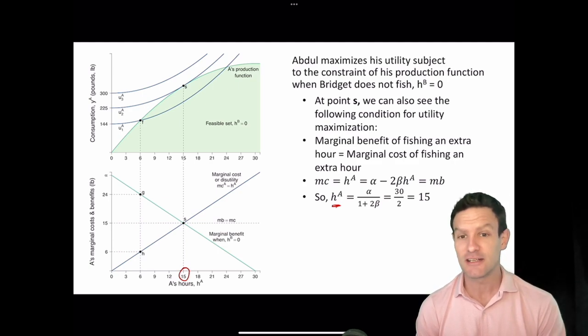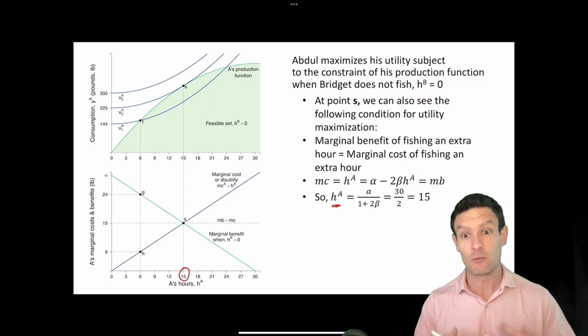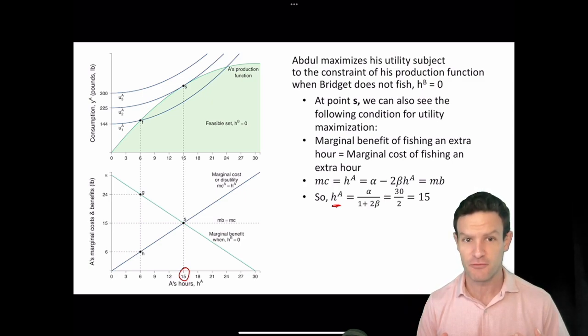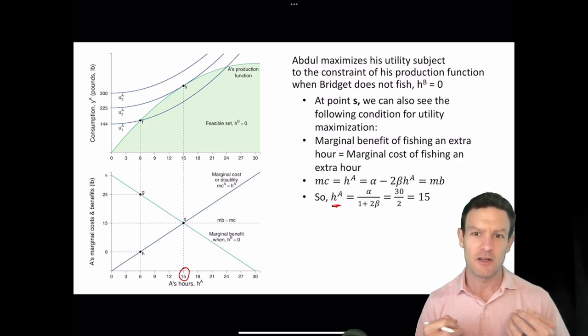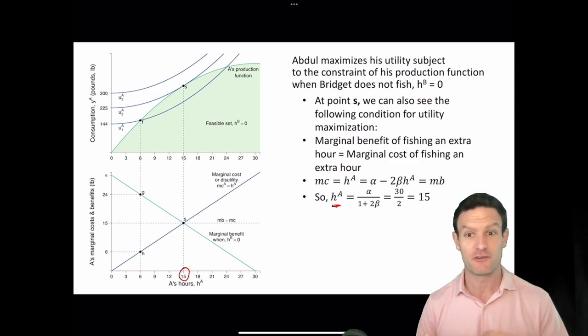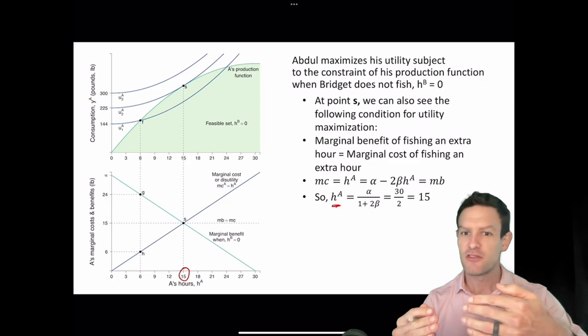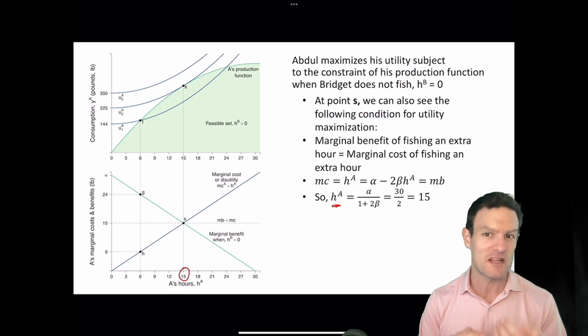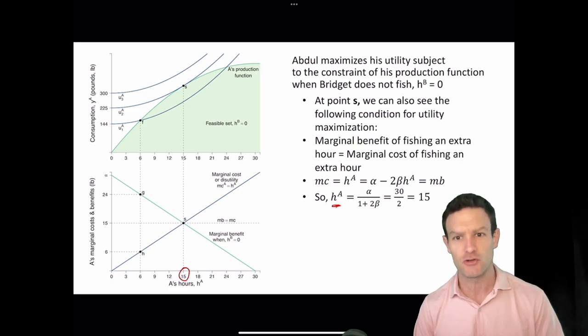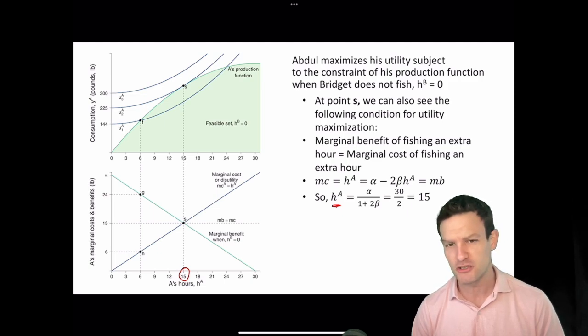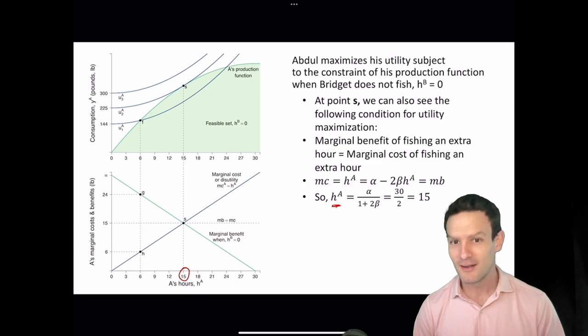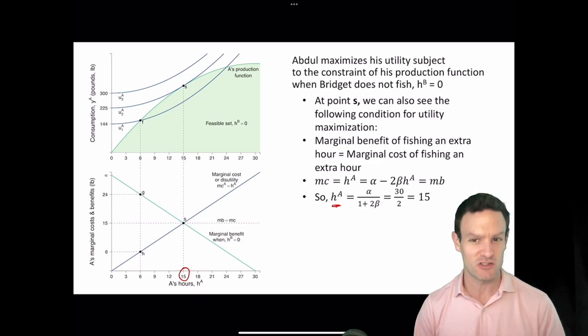Now, as you will see later in the book, we will vary the number of hours that Bridget fishes, and we will see that as Bridget fishes more and Abdul sets his marginal benefits equal to his marginal costs, the number of hours that Abdul will fish when he maximizes utility will decrease. This also corresponds to the marginal rate of substitution being equal to the marginal rate of transformation, or the two best response functions intersecting at the Nash equilibrium, as we will see later.